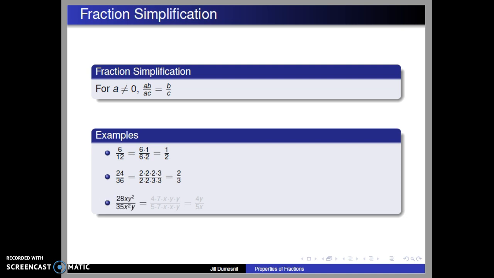Let's consider 28xy squared over 35x squared y. Factoring the numerator and denominator, we see that we can cancel 7, x, and y, producing 4y over 5x.